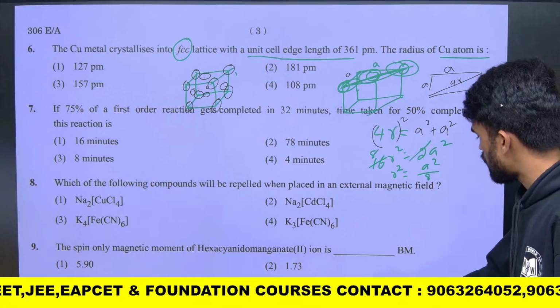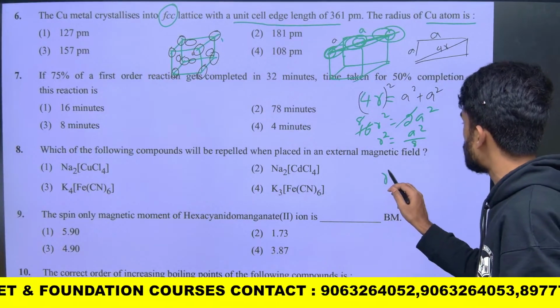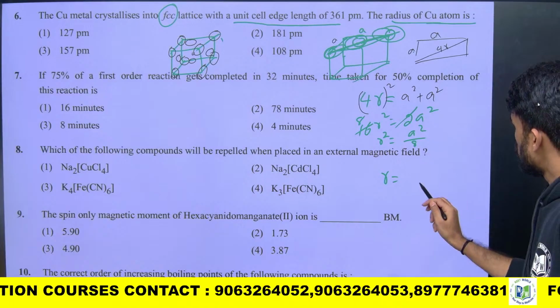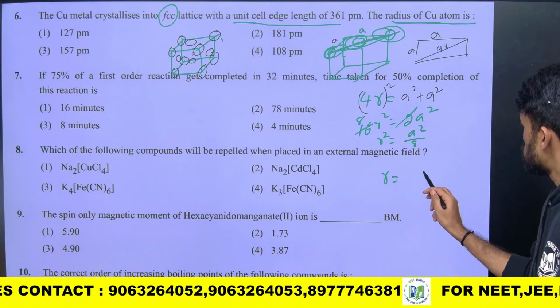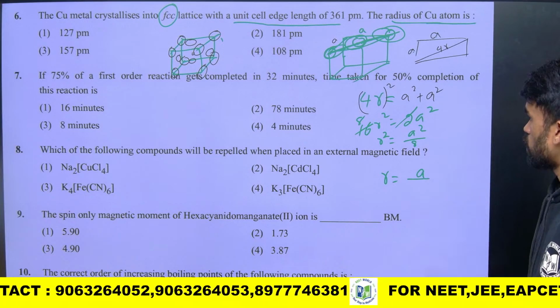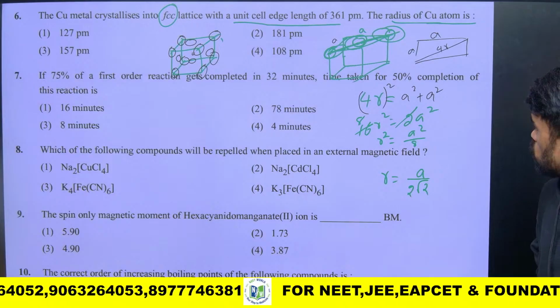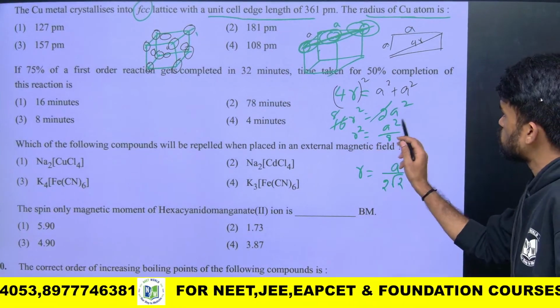Now this I can write in another format also. What do we need to find? The radius of copper. So radius r equals, I am sending the square to that side, so it will become a by 2 root 2. What we get is a by 2 root 2 as the answer. I hope there is no confusion here. So this square cancels.